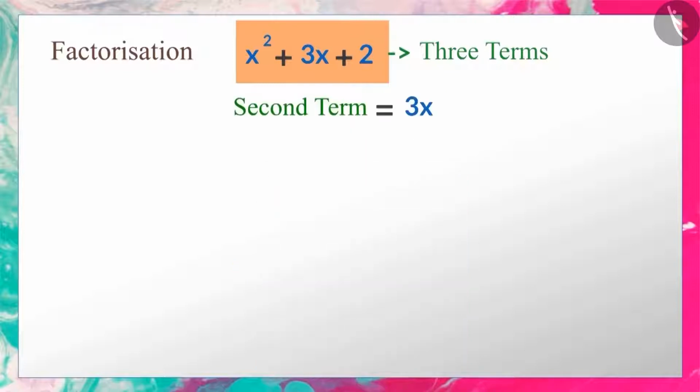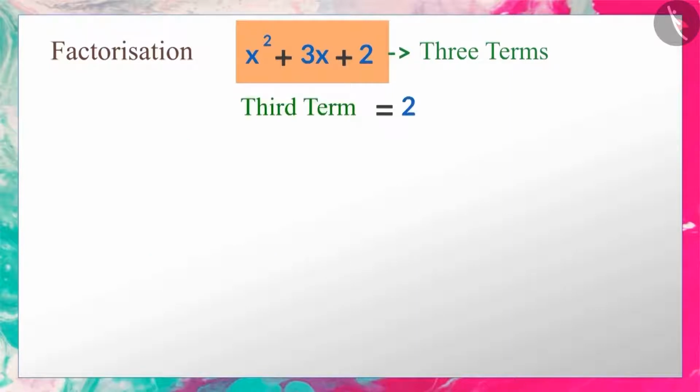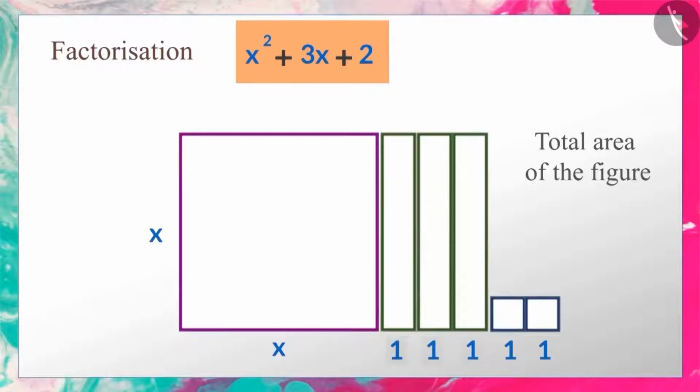We can represent the second term with these three rectangular shapes. The area of each of these shapes is x, and thus the combined area of the three shapes is 3x. We can represent the third term in the form of these two small squares whose total area is 2. In this way, when the area of all shapes is added, the total area of the new figure obtained will be x squared plus 3x plus 2.